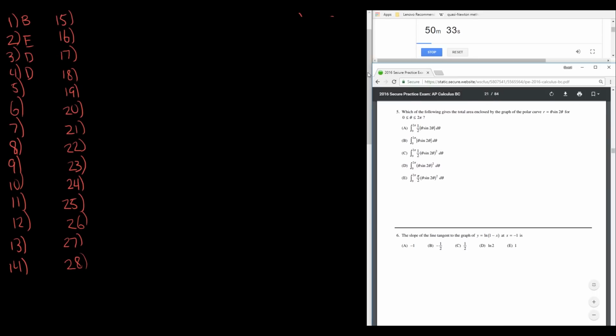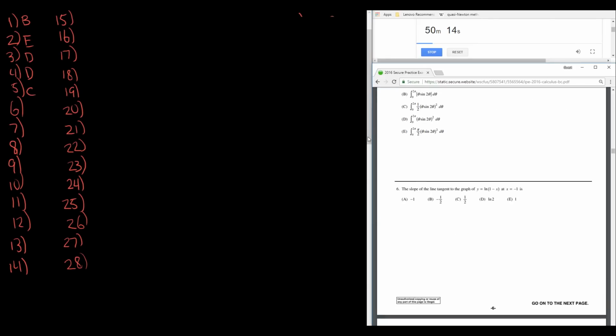Question 5, we've got to make it some time. Which of the following gives the total area enclosed by the graph of the polar curve r equals blah for 0 to 2 pi? Well, for area, the key thing to remember is you're doing triangles, so you've got to multiply by 1/2 of this square. So it looks like it's going to be C right off the bat. We have from 0 to 2 pi 1/2 of our function squared. It is going to be C.